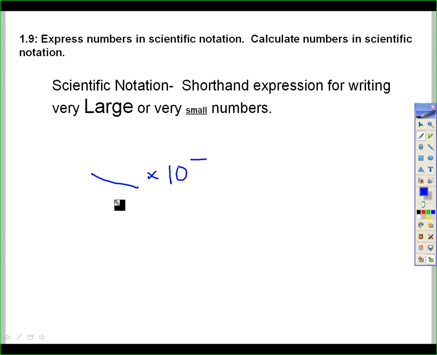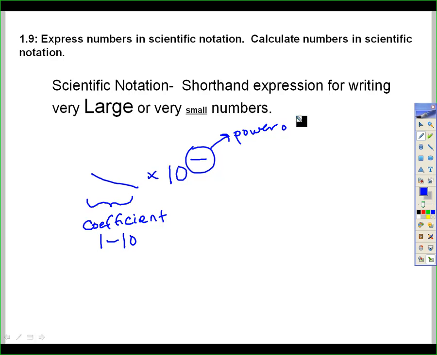Okay. This first number right here is called the coefficient. And the coefficient of a number in scientific notation should always be a number between 1 and 10. This top number right here is the power of 10, or your exponent.